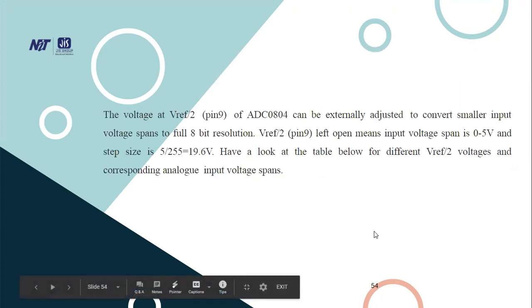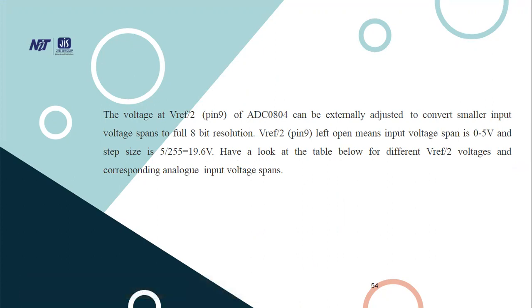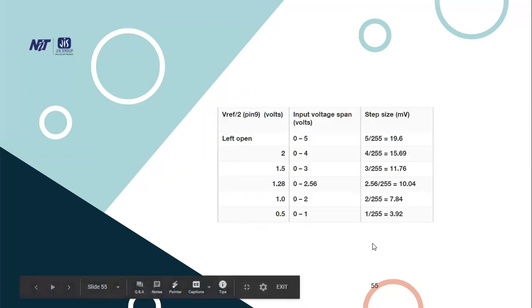The voltage at VREF by 2, pin 9 of ADC 0804, can be externally adjusted to convert smaller input voltage span to full 8-bit resolution. V reference by 2, pin 9, left open means input voltage span is 0 to 5 volt, and step size is 5 by 255, that is 19.6 millivolt. Have a look at the table below for different VREF by 2 voltage and corresponding analog input voltage span.